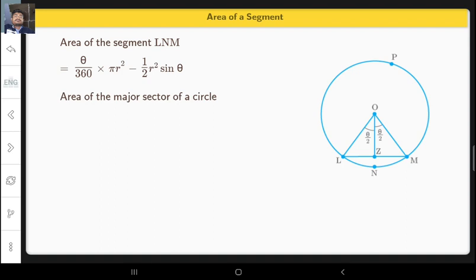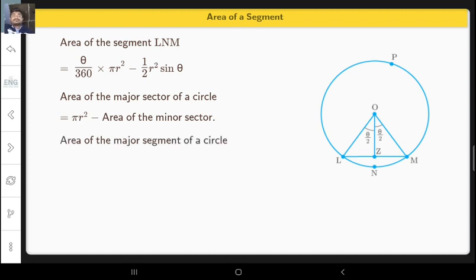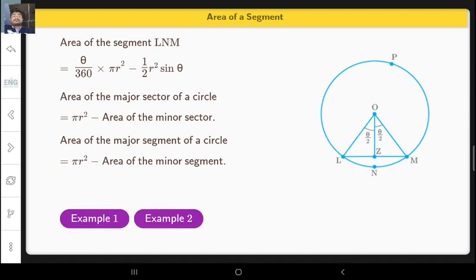To find the area of the major sector, we subtract the area of the minor sector from the area of the circle. Similarly, for the area of the major segment, we subtract the area of the minor segment from the area of the circle. Tap the buttons to understand this better with more examples.